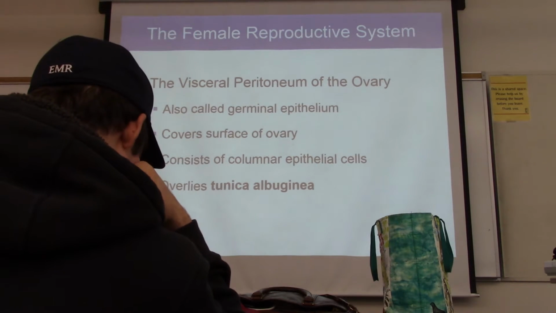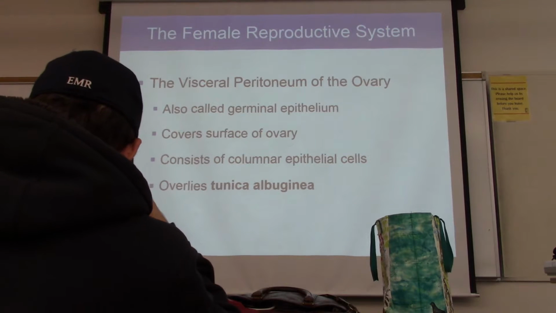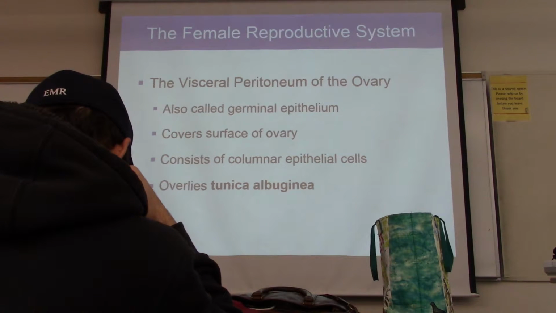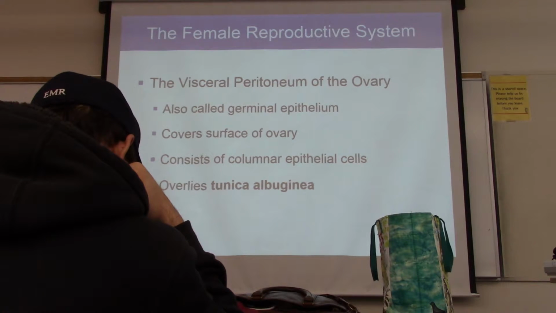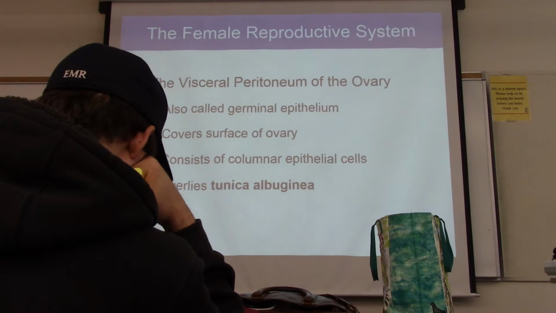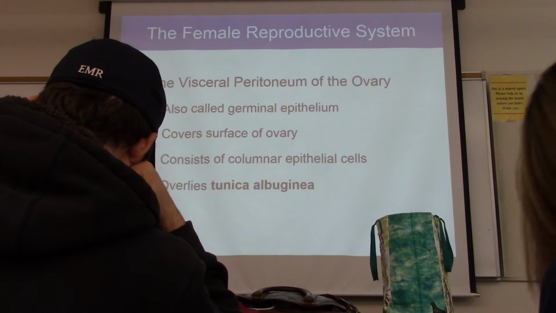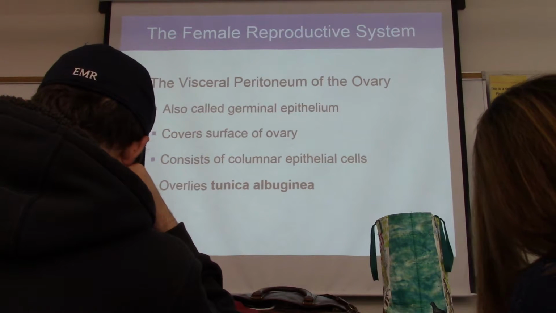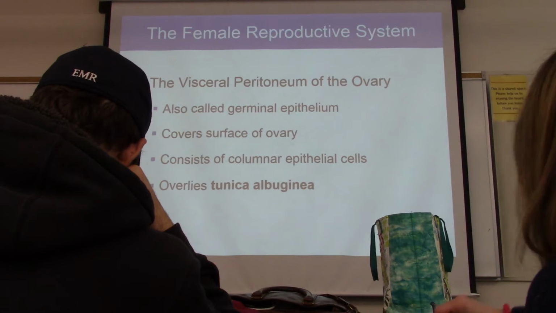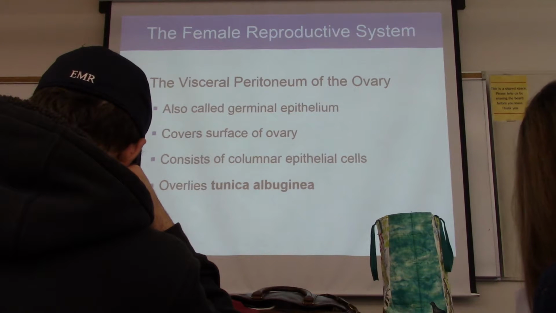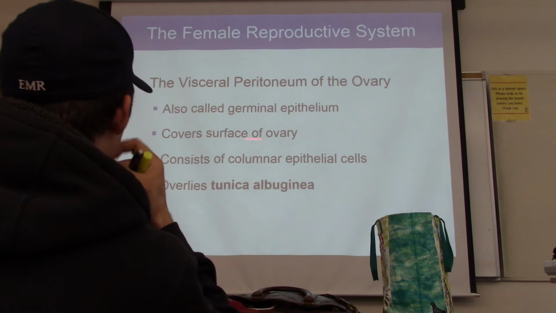The peritoneum: the ovary is an intraperitoneal thing, so it sticks out into the peritoneal cavity. It's completely covered with peritoneum, and that would be called the visceral peritoneum, right? But instead, since it's the ovary, we call it the germinal epithelium, same thing. I'd take either name. It just covers the surface of the ovary.